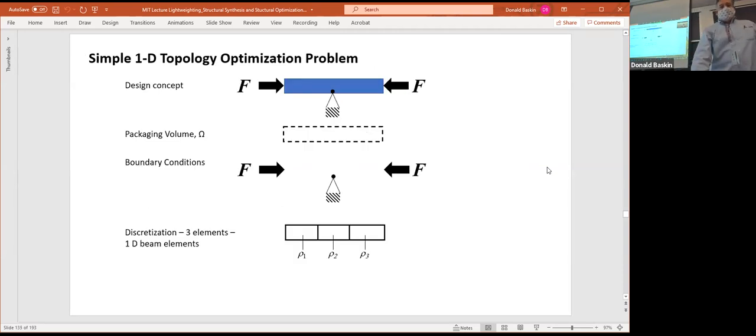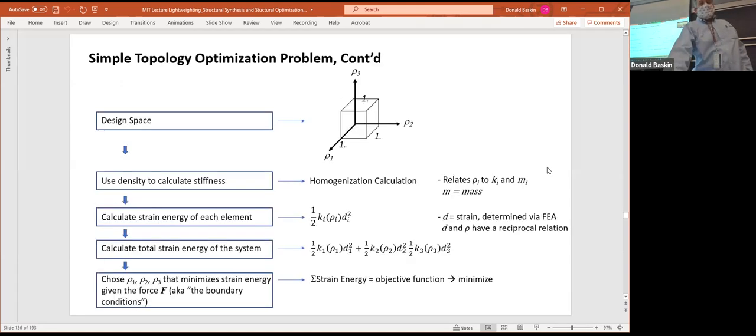Here's a simple example. Again, we'll go back to our beam that's under compression. And we discretize this into, say, 3 elements. Our design space has how many dimensions, guys? 3, exactly. Each of the 3 axes is density. Rho 1, rho 2, rho 3, that's the density for each of these elements. Using this homogenization approach, you can then calculate out a K and a mass for each of those guys. You can plug those into an aggregate strain energy.